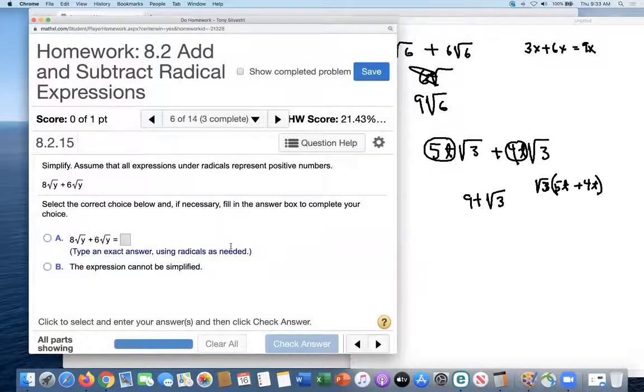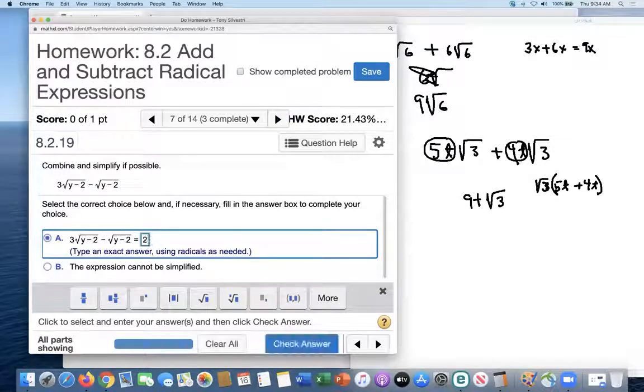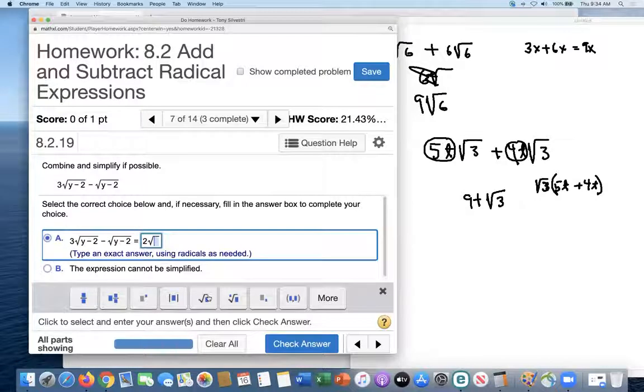All right, what do we got next? You can do that one. And actually, you can do this one too. The square roots are exactly the same. What's underneath the square root is a bundle, y minus 2. You start off with 3 of those weird expressions, square root of y minus 2, minus 1 of that same expression. That's got to be 2. What you're left with is 2 of that expression, y minus 2.